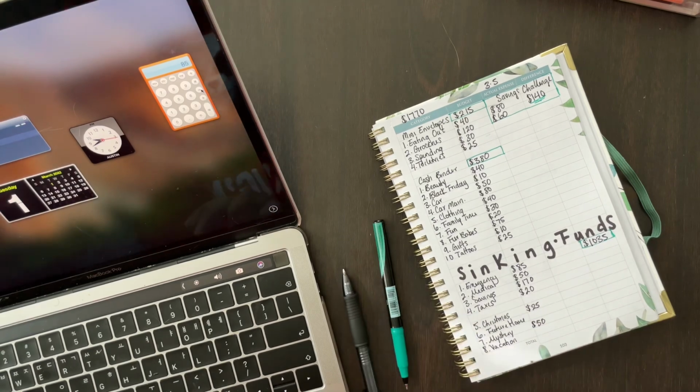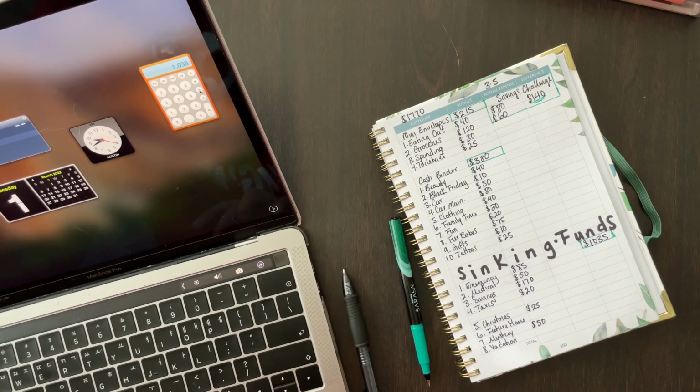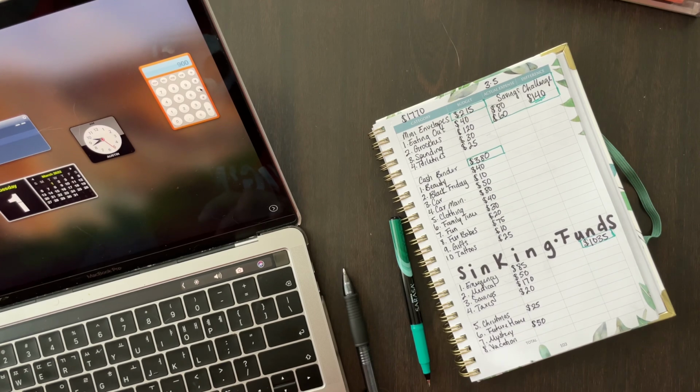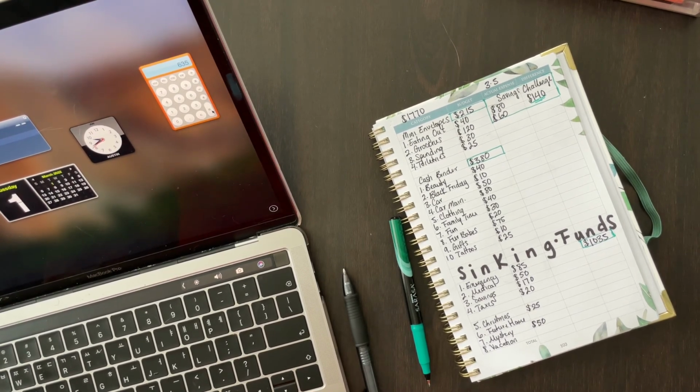1,035. Okay. And so let's do that again. 1,035 minus $85 minus 50 and 170, 20, 25 and 50. So I have $635 left. And let's see how much I'd have left if I put 250 in vacation.